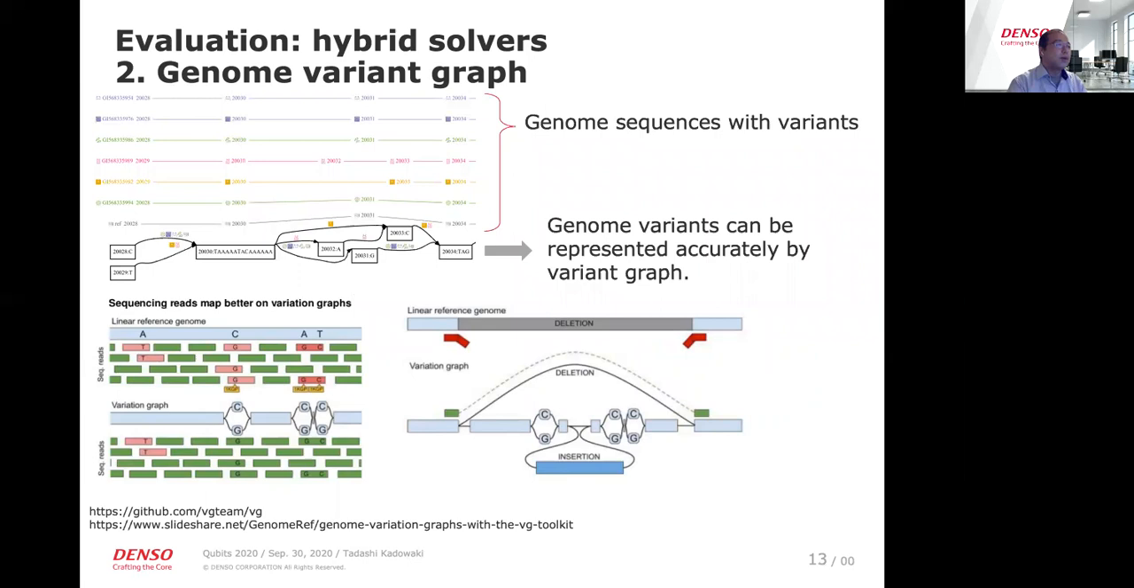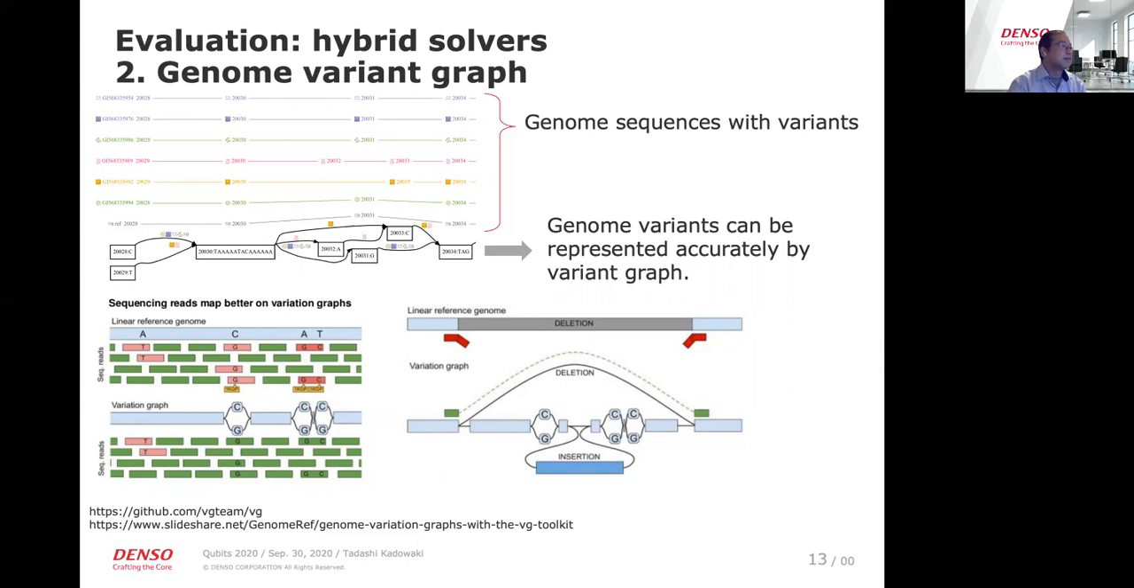What is a genome variant graph? Genome variant is defined from the differences among genomes. We can represent the relationships among the genomes by the variant graph, even if the variant is so complicated.